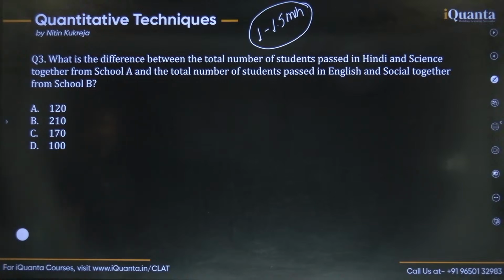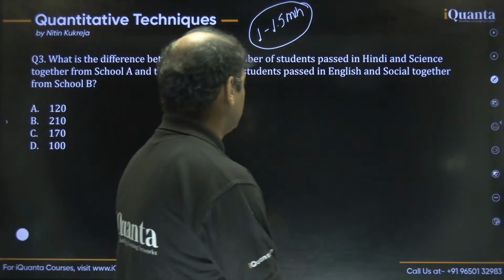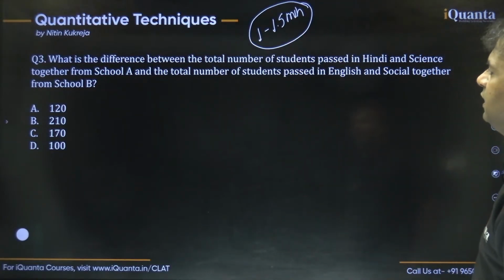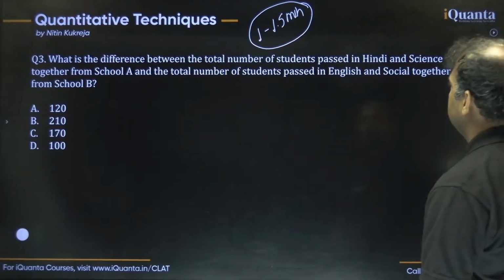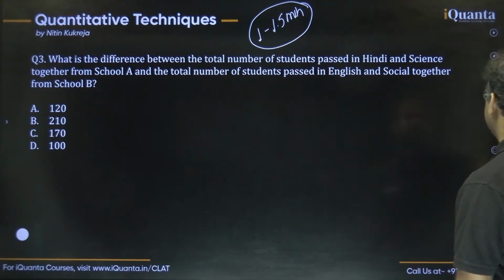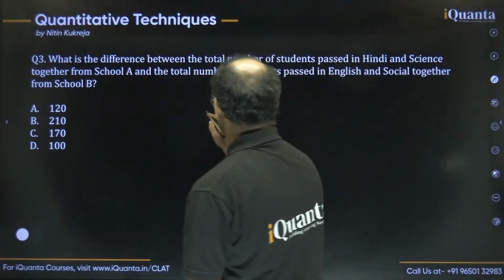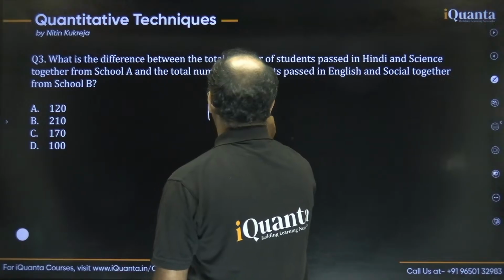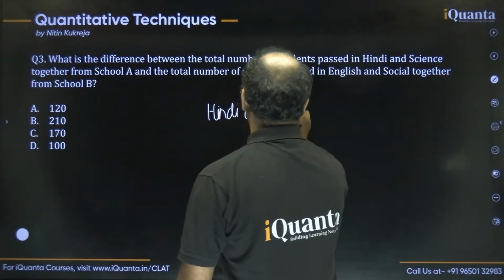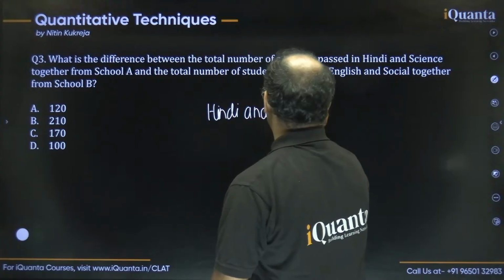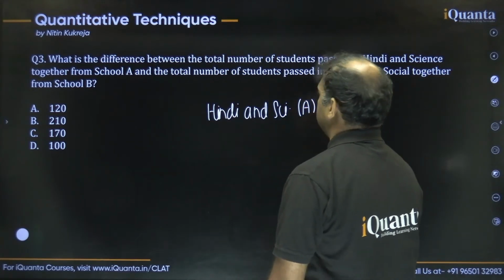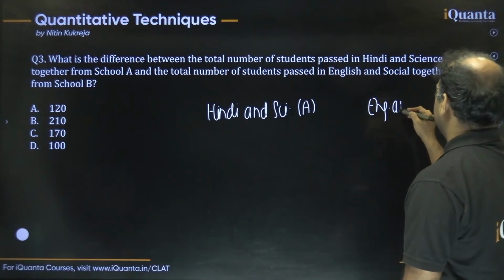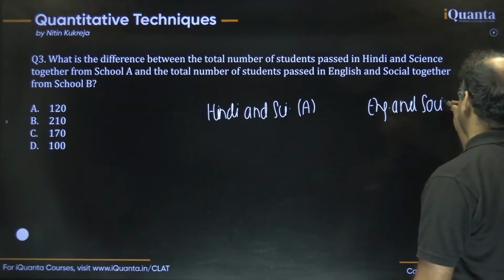Let's see what the question says. It says, what is the difference between the total number of students passed in Hindi and Science together from school A and the total students passed in English and Social together from school B? All right, so we need to find the difference from the students passed in Hindi and Science together in school A, right? Hindi and Science from school A. And the total number of students passed in English and Social from school B. All right.